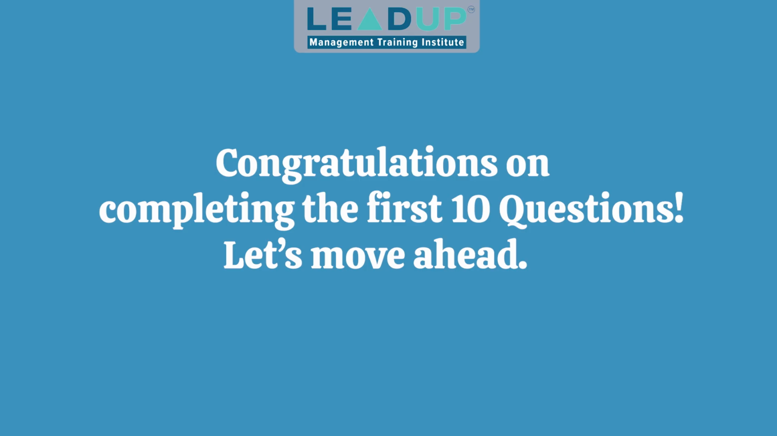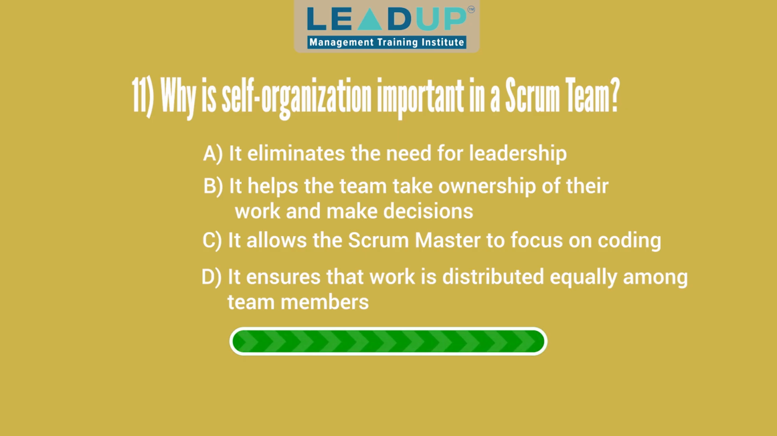Congratulations on completing the first 10 questions. Let's move ahead. Question 11. Why is self-organization important in a Scrum team? A. It eliminates the need for leadership. B. It helps the team take ownership of their work and make decisions. C. It allows the Scrum Master to focus on coding. And D. It ensures that work is distributed equally among team members. Answer: it helps the team take ownership of their work and make decisions.